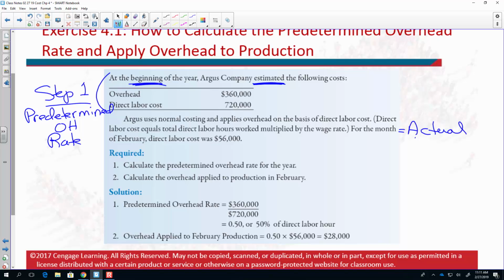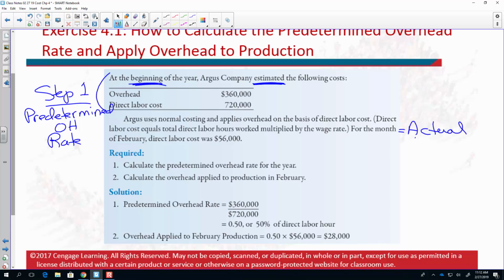So many times, the author will trick us. They might put the actual information first and the estimate down below it. They mix them up so you have to be sure you know what you're doing. Look for that terminology, "beginning of the year": it's an estimate.